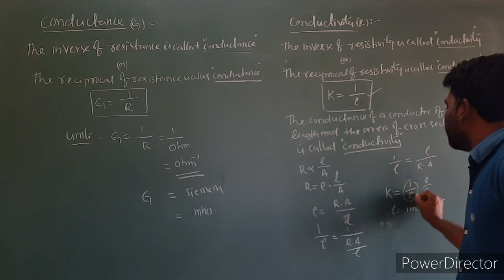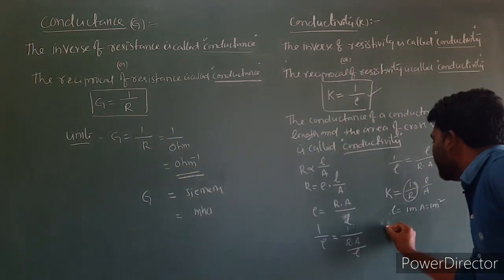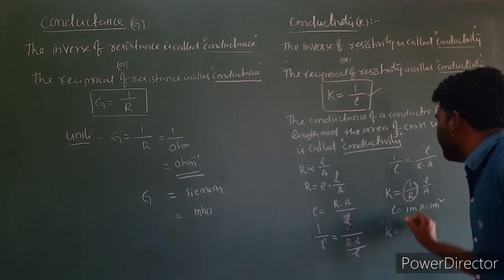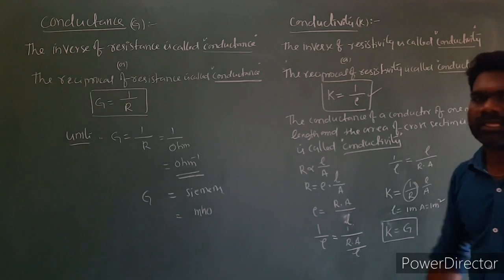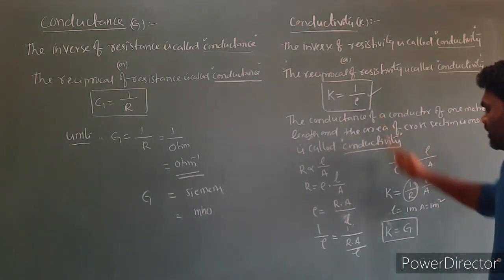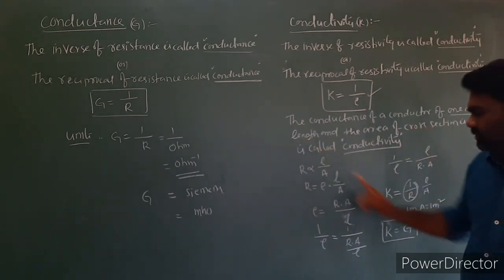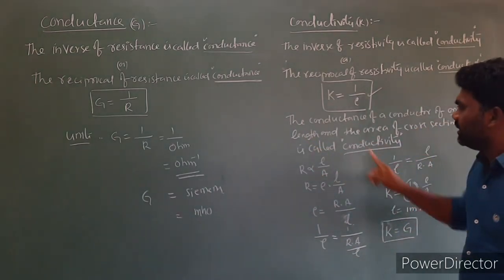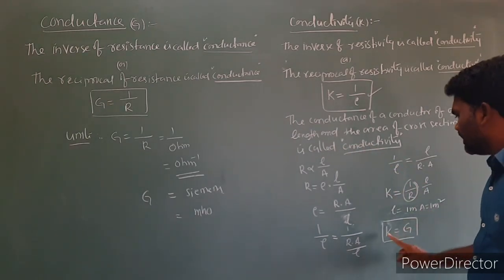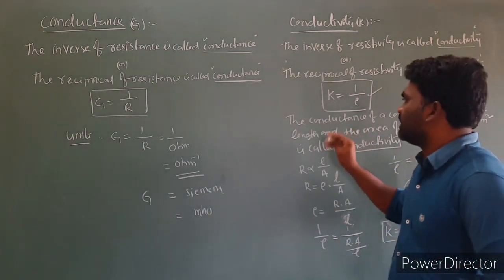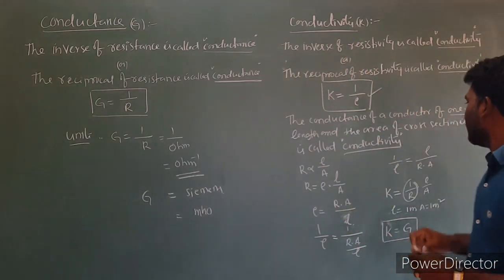Then 1 by R is equal to G. Substitute this, and in the place of 1 by R we will get G. So K is equal to G. So K is the conductance of a conductor of 1 meter length and area of cross section 1 meter square. Then K is equal to G. This is another definition for conductivity.